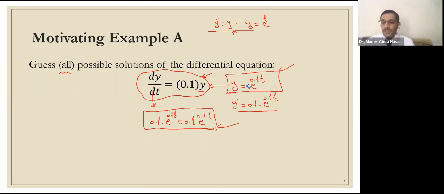Now for the derivative of this function, I will leave c because c is a constant. Plug in here the c and 0.1 as it is, and instead of y, I'm going to write c times the exponential. So this one is also satisfied. Okay, so all the solutions of this differential equation are written in this formula.